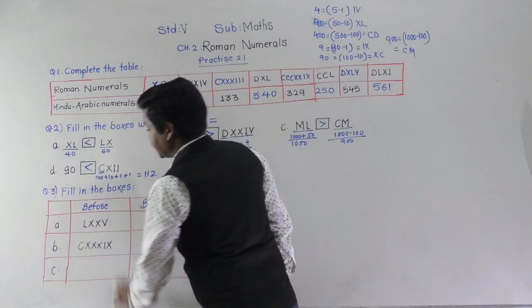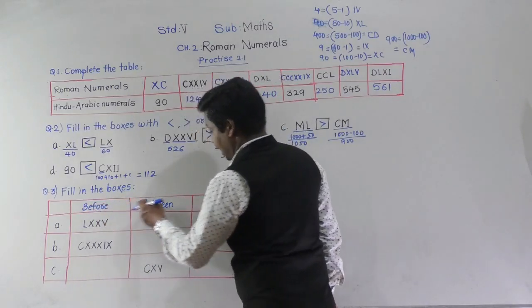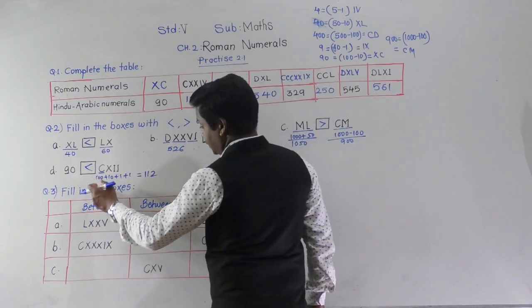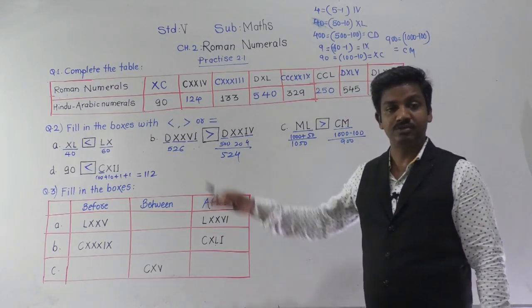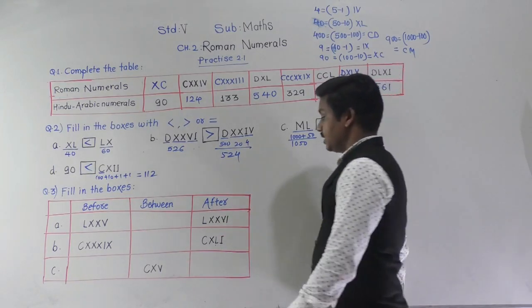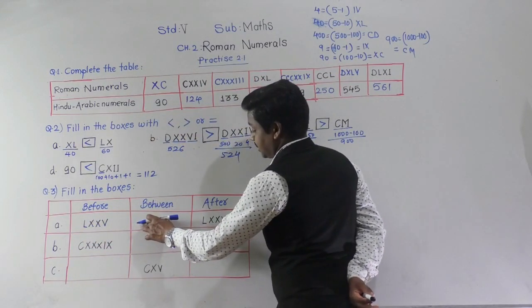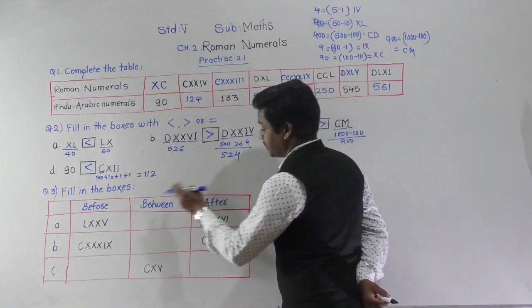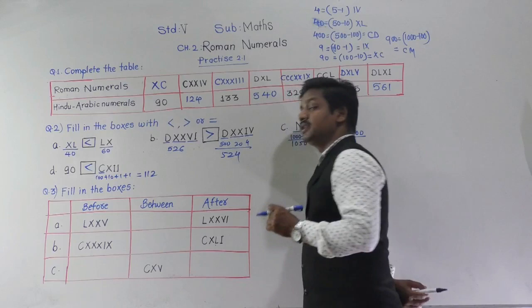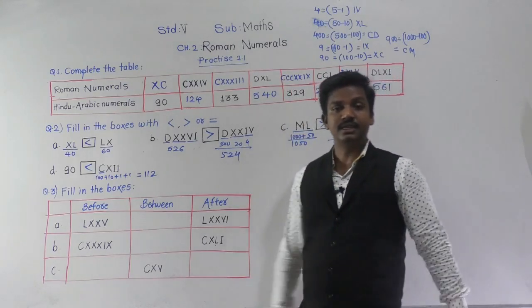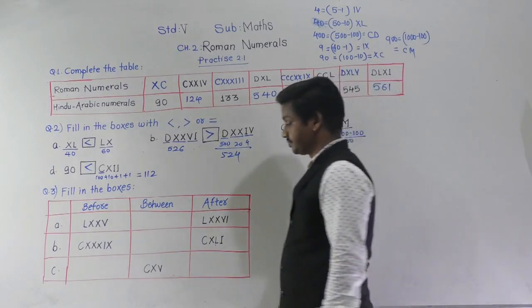Then see question number 3, fill in the boxes. Here before, after and between, three columns are there. Some numbers are given and some are blank spaces. We have to fill those blanks. See now this LXXV and LXXVI. Between these two numbers, which Roman number will come? Again, we need to convert the Roman numerals into Hindu Arabic so that we can understand easily.